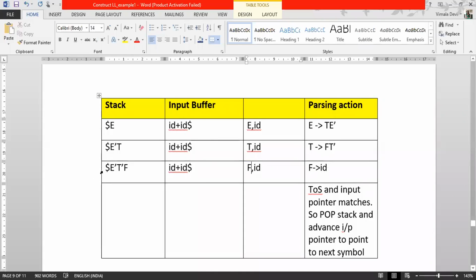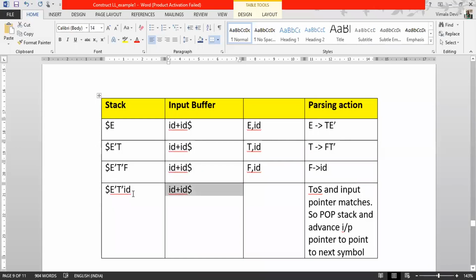Now, you know what we have to do here, right? In place of F, replace it by ID. Remember, ID is a single terminal symbol. Don't try to reverse it. First pushing D, I, is completely a wrong thing. ID put together is a single terminal symbol. Right, now let me retain the input buffer as it is.